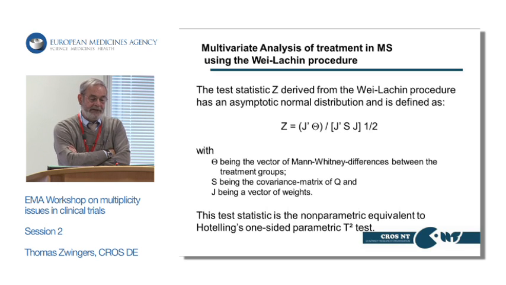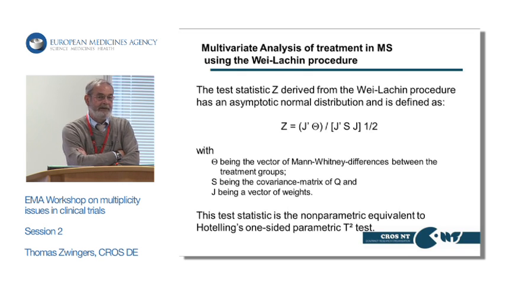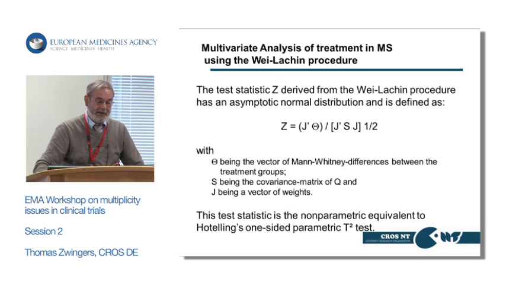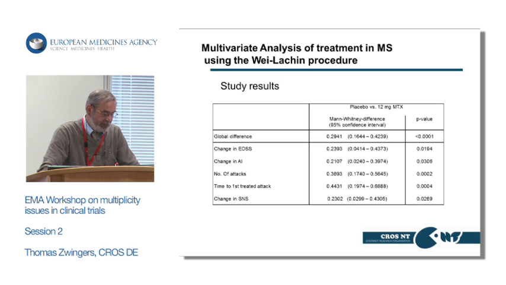The test statistic from the Wei Lachin procedure has the usual formulation, but what is interesting is the theta parameter or vector, which is the vector of the Mann-Whitney differences, or the effect vector. This is a Mann-Whitney difference between the two treatment groups, and this choice enables us to compare variables of different natures. In the end, the results were very impressive. The global difference was highly significant. The total Mann-Whitney difference was also very good with a confidence interval excluding 0, and all the endpoints were also significant, but this is not the point I wanted to go to.